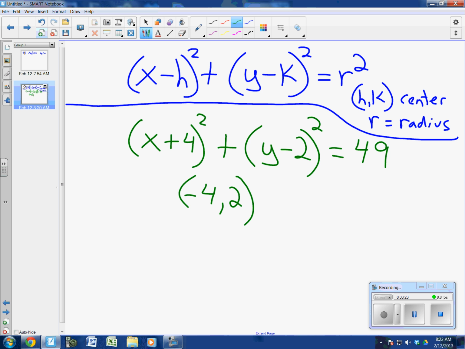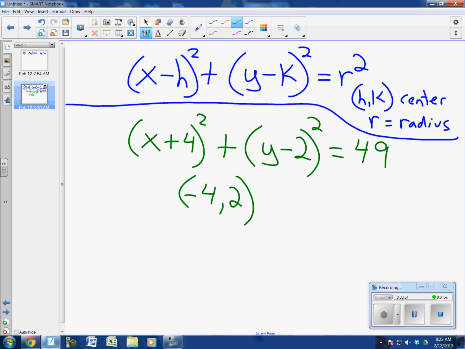If you look up here in the original formula, it's x minus h. And down here also it says x plus 4. That's because this is x minus a negative 4. Does that make sense? So x minus a negative 4, so that's a negative 4. And this is y minus a positive 2, so that's a positive 2 right there. In other words, just take the opposite sign right here. If this is plus 4, you take a negative 4. If it's minus 2, you take a positive 2. And that's the center of your circle.